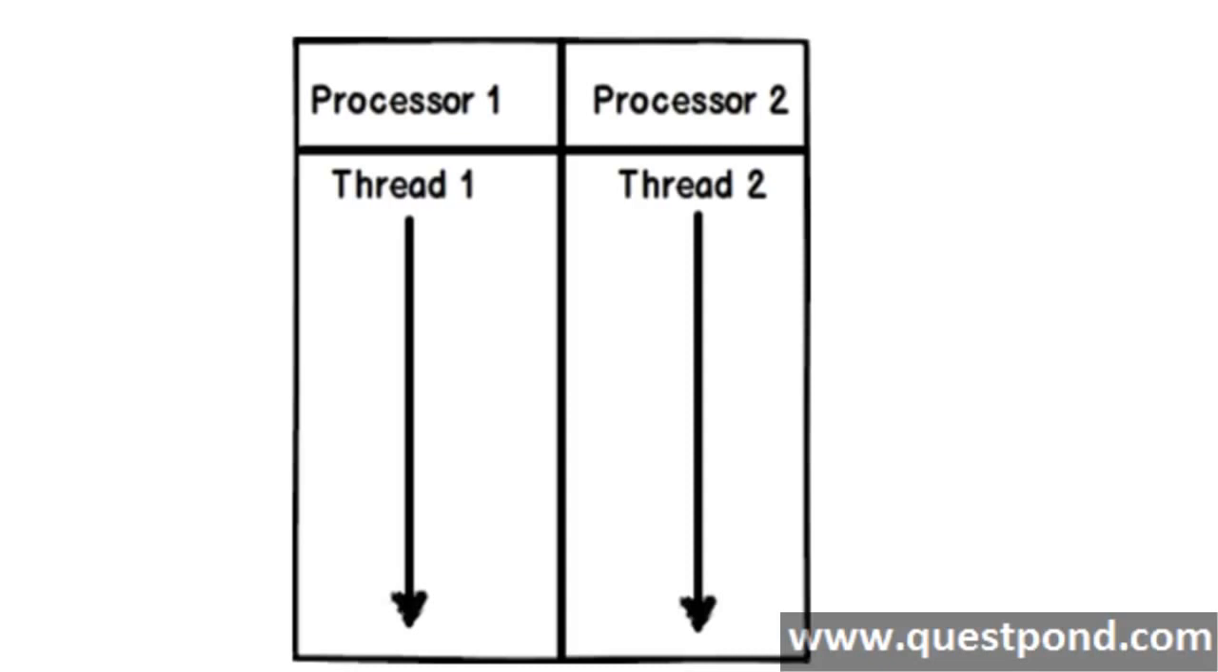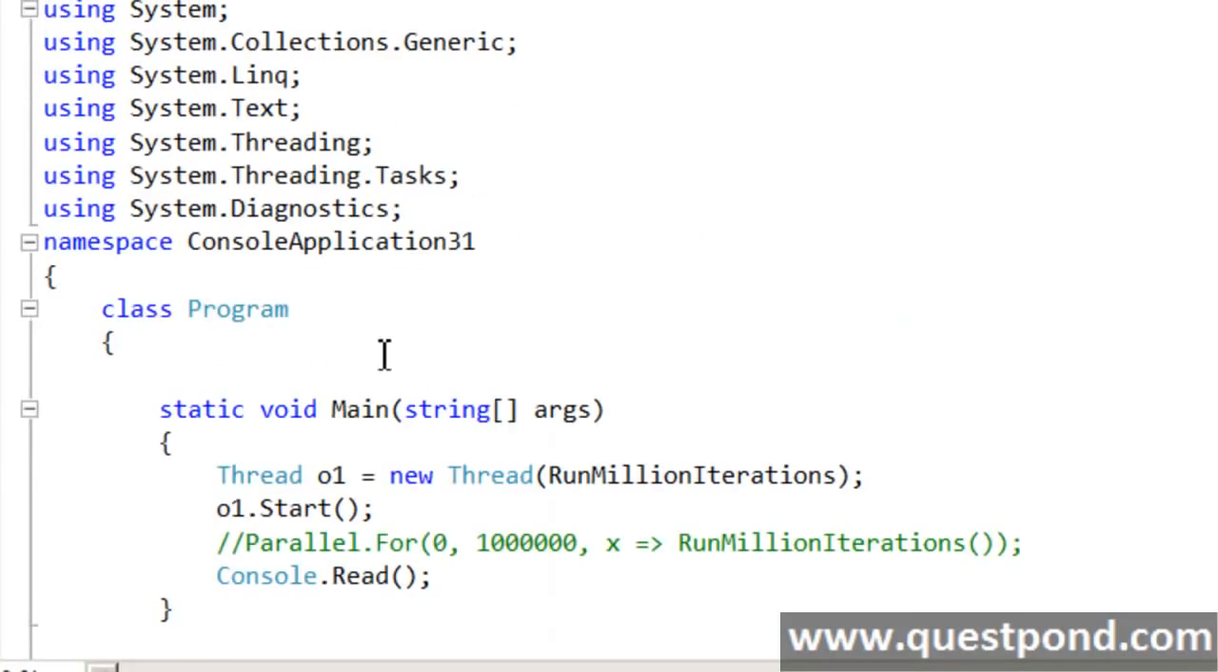Let me show a demo of it. Now, in order to implement TPL, you need to first import this namespace here, system.threading.tasks. So you can see that the TPL library actually belongs to the threading namespace, and that is logical because at the end of the day, task is an encapsulation over threading.